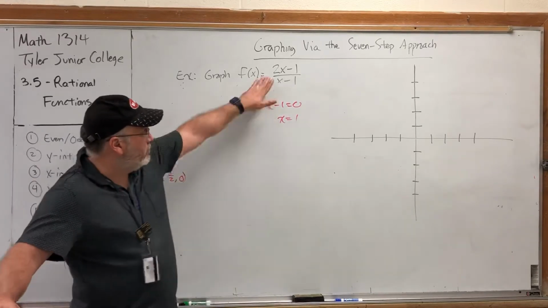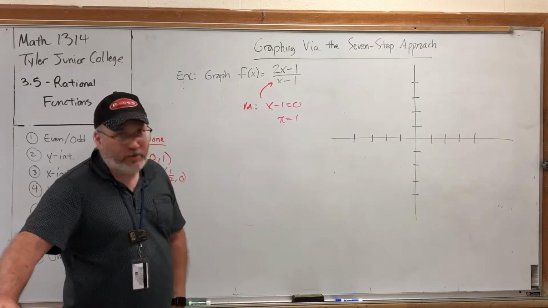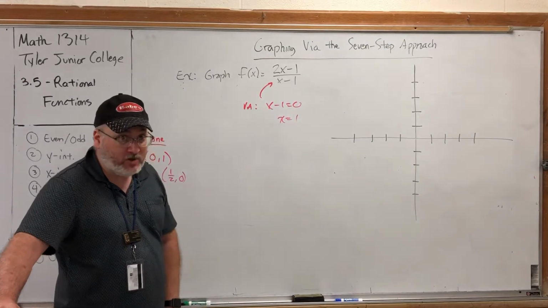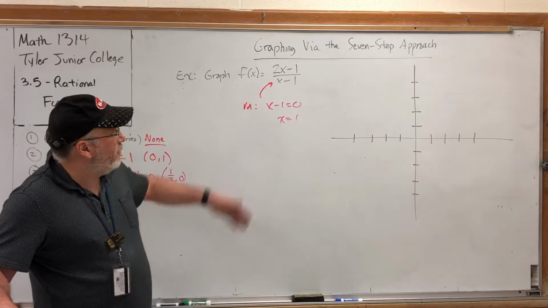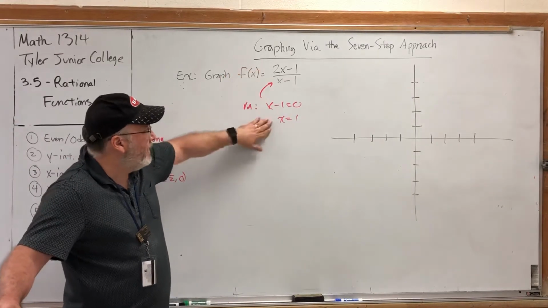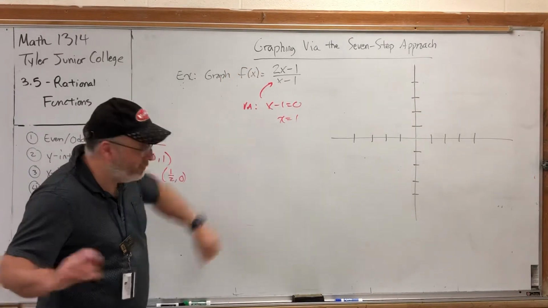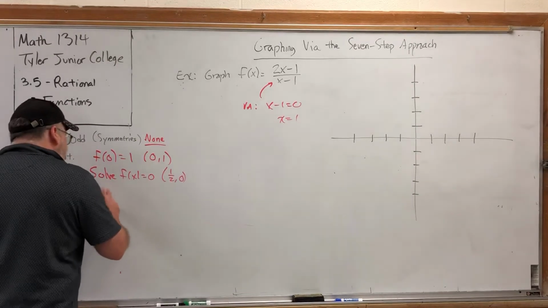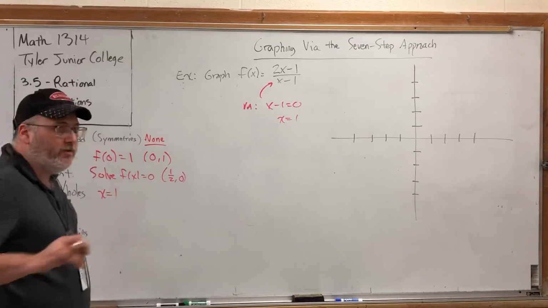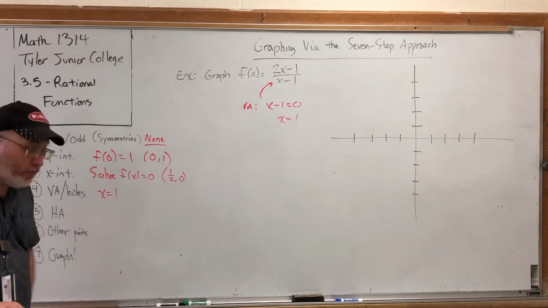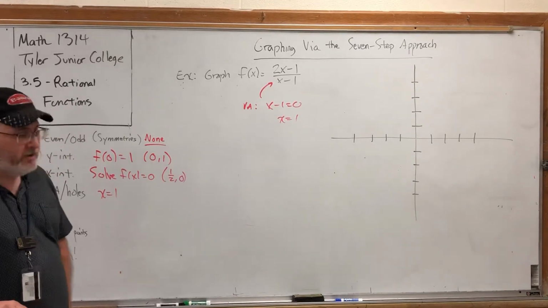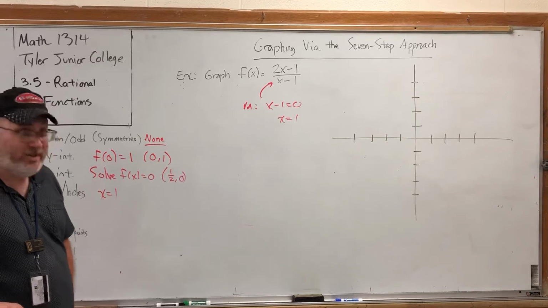Will this make the reduced function undefined? Sure, because it makes the original function undefined, and it didn't reduce any. So if you have a function that won't reduce, whatever you find here will be a vertical asymptote. Vertical asymptote is x equals 1. There are no holes, because there are no values that make the function undefined, but its reduced version defined, because its reduced version is itself.